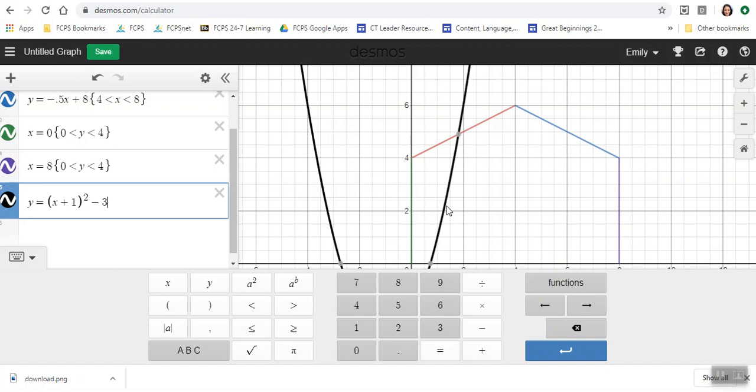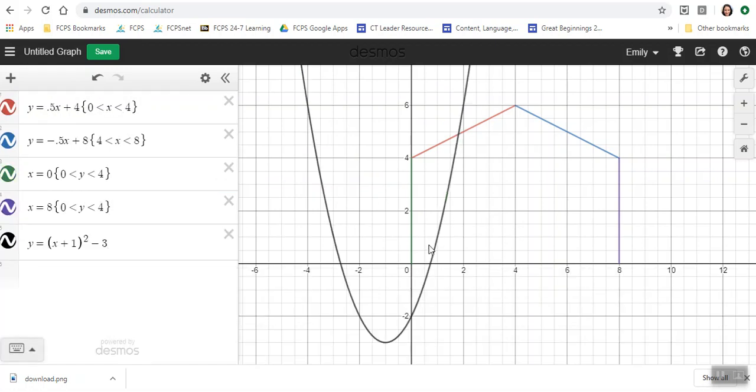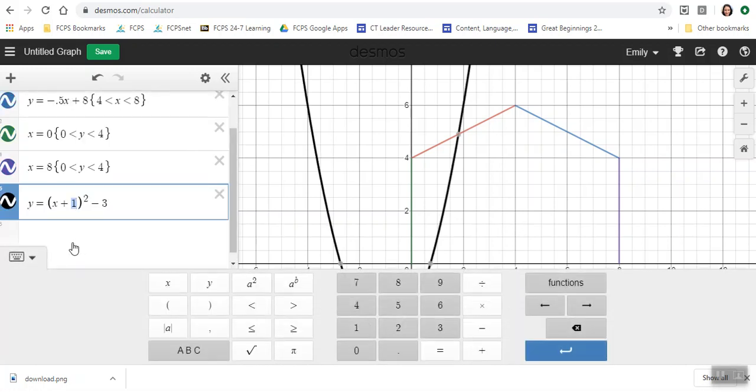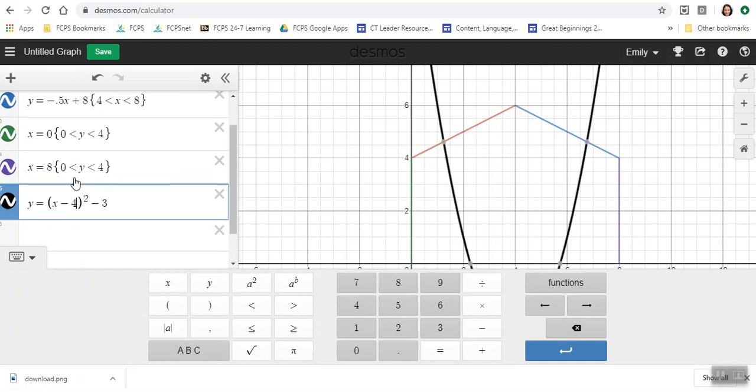Okay, so let's look at the shape I have. What I think I'd like to do is make a doorway right here. So I want the vertex of my door to be here at this point, which is 4, 2. So I'm moving it right 4 and up 2. So right 4 would be a minus 4. And then up 2 would be a plus 2.